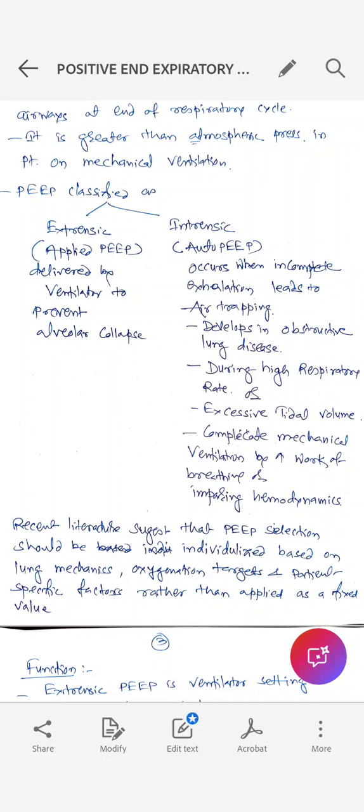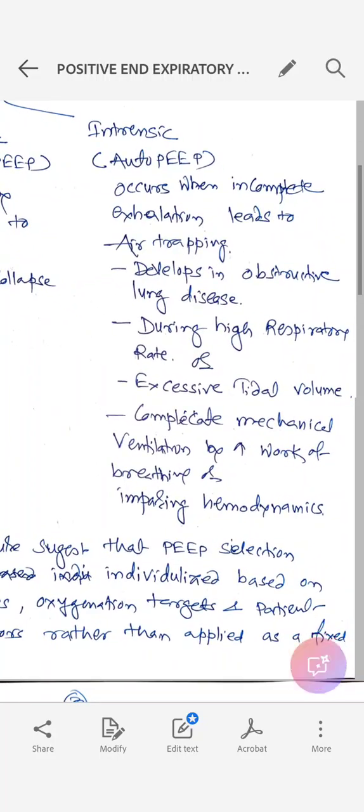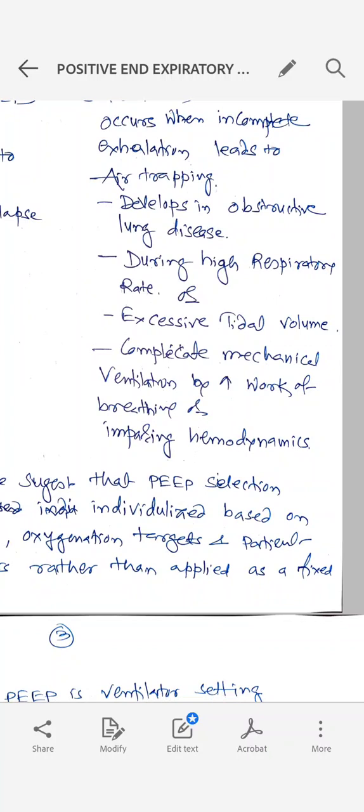Now, PEEP is classified as extrinsic PEEP and intrinsic PEEP. Extrinsic PEEP means the applied PEEP. It is delivered by the ventilator to prevent alveolar collapse. What is intrinsic PEEP? Intrinsic PEEP is also called auto-PEEP. It occurs when there is incomplete exhalation, and that incomplete exhalation leads to air trapping.